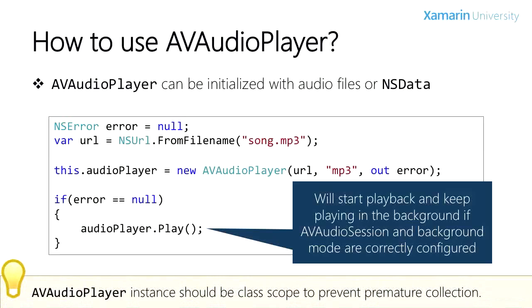To prevent collection of the AV audio player object or the instance that you are using, you should check that you make it class scope. So don't use that locally inside a method, put it into your view controller and use it from there. Otherwise, you might run into problems with the garbage collector.